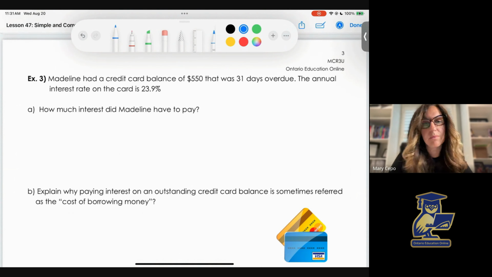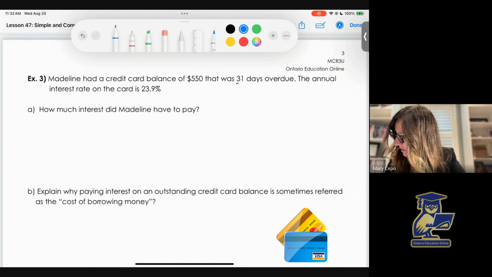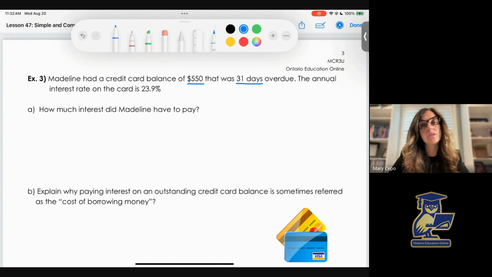Good. Example 3, we have Madeline has a credit card balance of $550 that was 31 days overdue. The annual interest rate on the credit card is 23.9%. How much interest did Madeline have to pay? So notice it's 31 days overdue. So when you're looking at that, 31 days is not in terms of years. So we have to make sure to express time in terms of years.